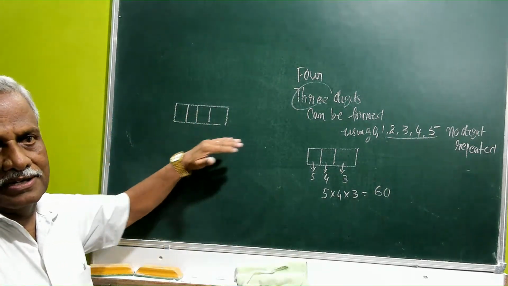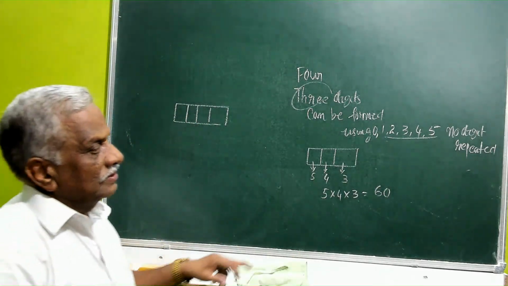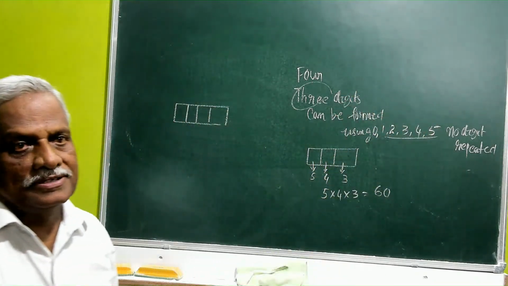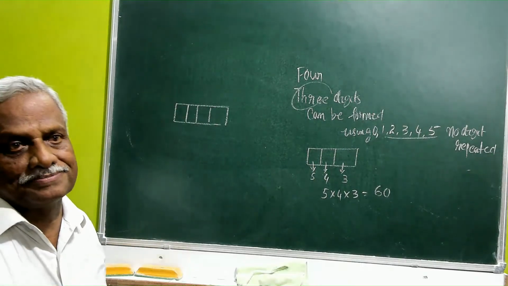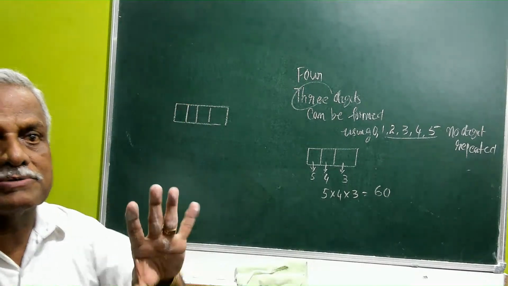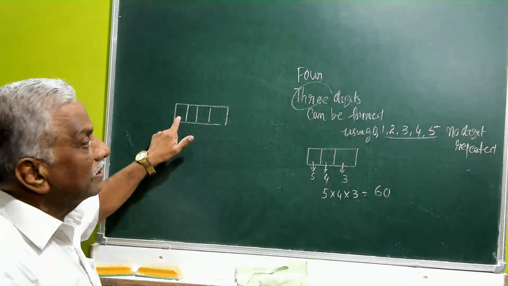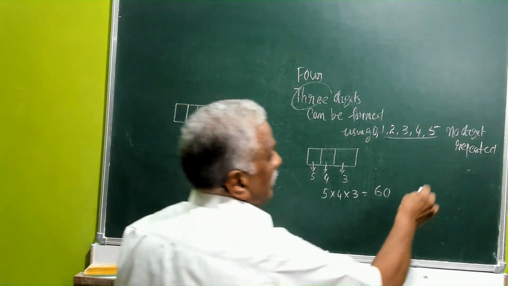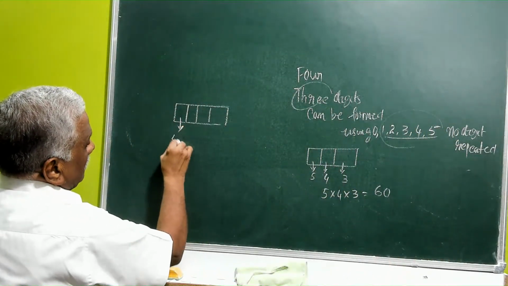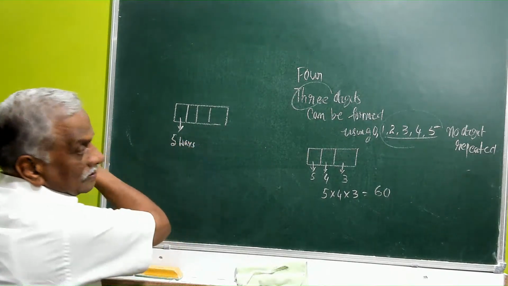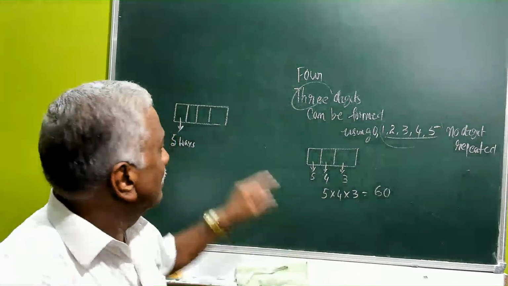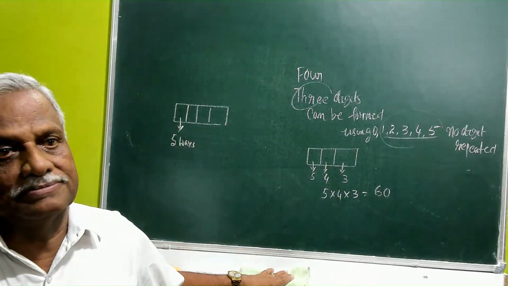So I have taken the 4 boxes. How many are there? 1, 2, 3, 4, 5, 6 numbers are there. Now I can't put 0 in this box. Why I cannot put 0 in this box? If I put 0 in this box, it becomes a 3-digit number but not 4. So you cannot put 0 in this box. So you can fill the first box excluding 0 in 5 ways. Try to understand that. You can fill the first box in 5 ways. But for the next boxes, 0 can be used.